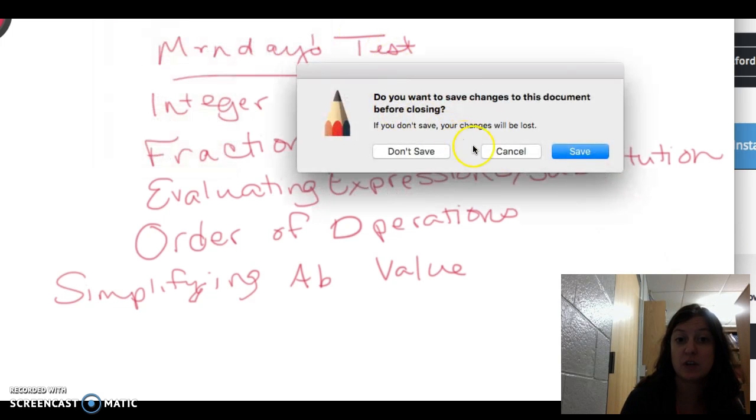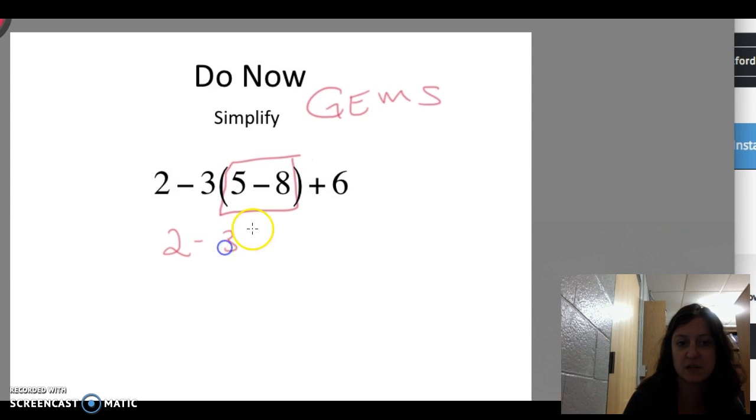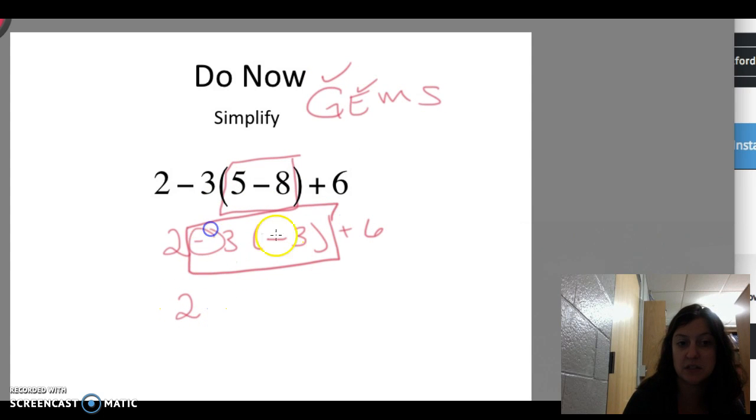Okay, so let's start with our do now. Go ahead and pause it. It's an order of operations problem. Okay, hopefully you paused it. The first thing here, we always follow GEMS, which starts with groupings. We want to do our groups first. Here we've got a group, and we've got to do that first: 2 minus 3 times negative 3 plus 6. Done with groups. There's no exponents. Now on to multiplication. Don't forget to include the sign. This becomes 2 minus, negative times a negative is a positive, 9 plus 6. 11 plus 6 is 17. There we go.